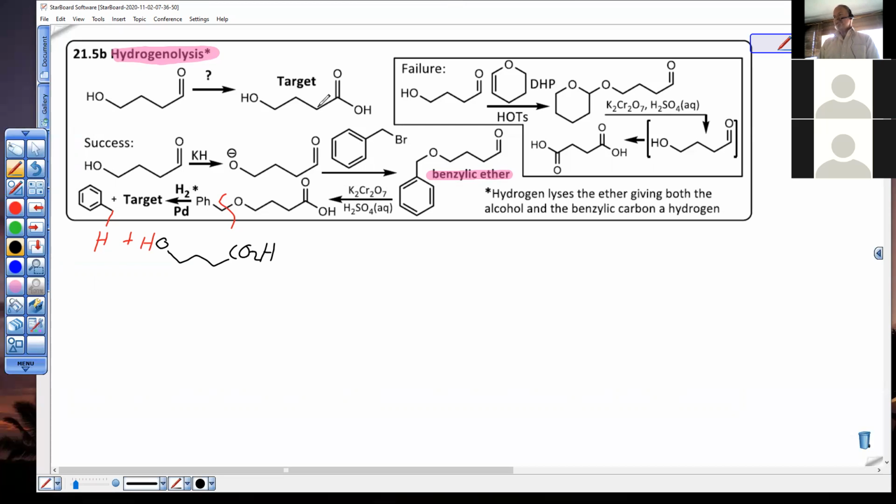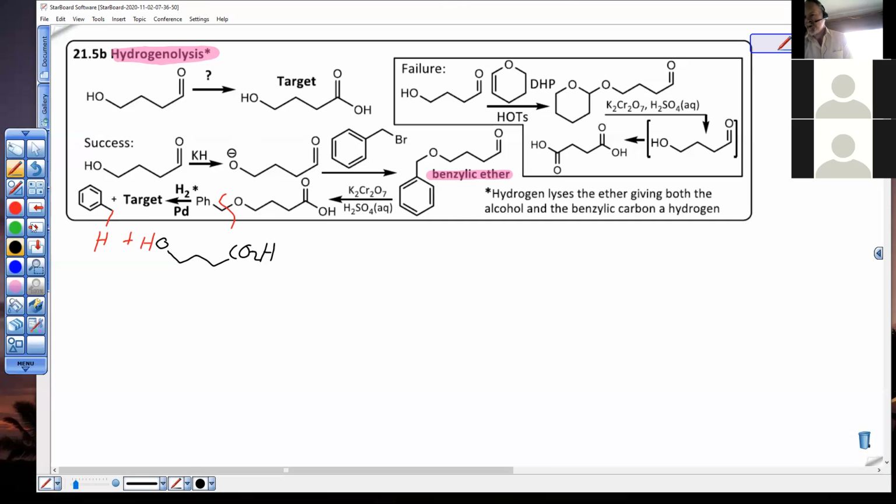hydrogenolysis demonstration. And it's a good method of protecting alcohols and then quickly deprotecting. Anytime you use hydrogen in a catalyst, that's one of your cleaner reactions. Very easy to do in the lab. And then the cleanup involves just filtering away your catalyst and storing it so you can use it again later.